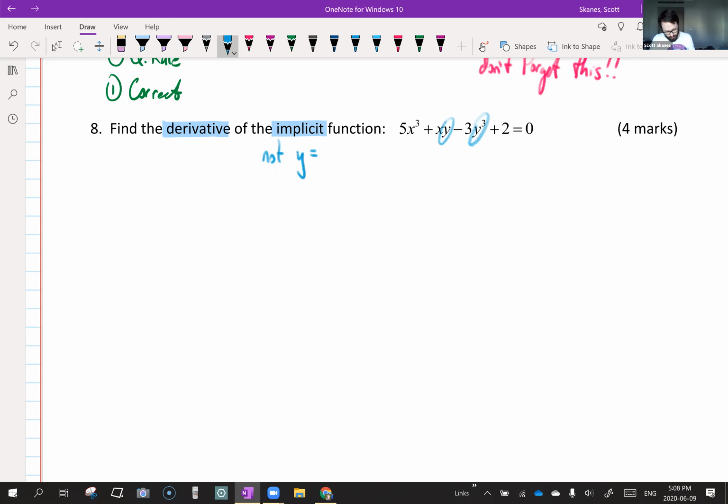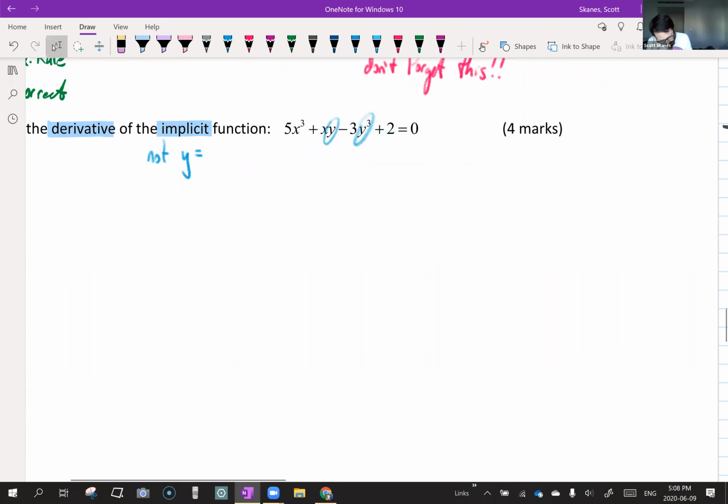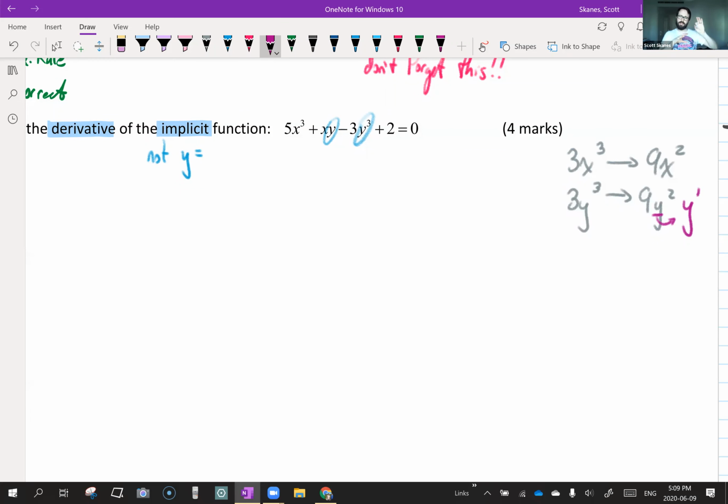And what that really means is we're going to end up with these y prime terms coming out of things. So let's quickly review what that means. If we had 3x cubed, the derivative of that would be 9x squared. If you have 3y cubed, y is actually a function of x. So it's a sneaky power rule, or a chain rule. You have 9y squared, but then we're actually getting the derivative of this. And the derivative of that is y prime. Bring the power down, keep the inside the same, get the derivative of the inside, which is y prime. And that's our big difference.